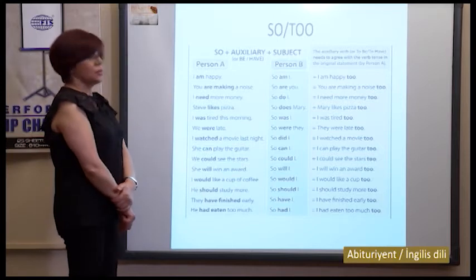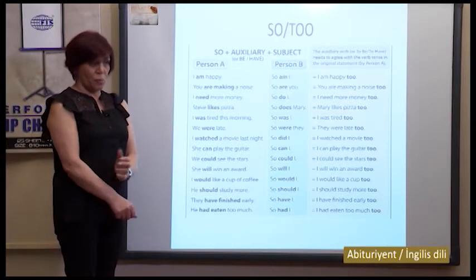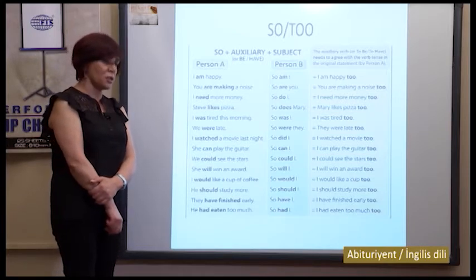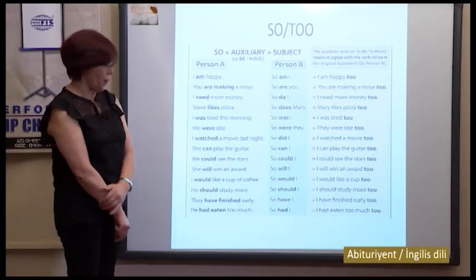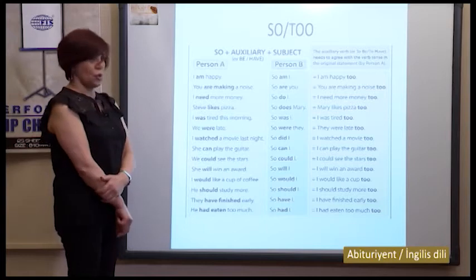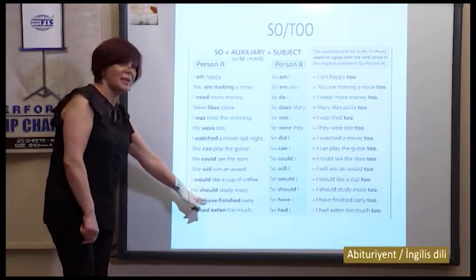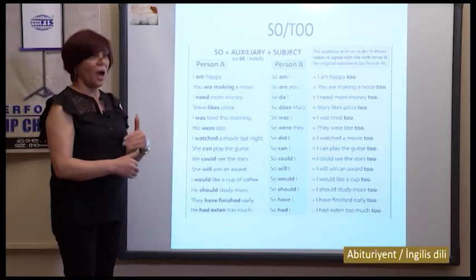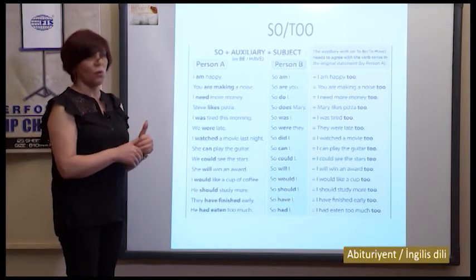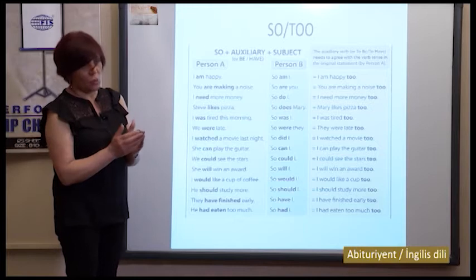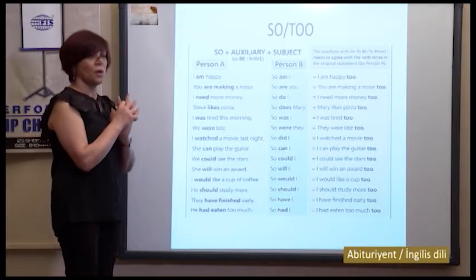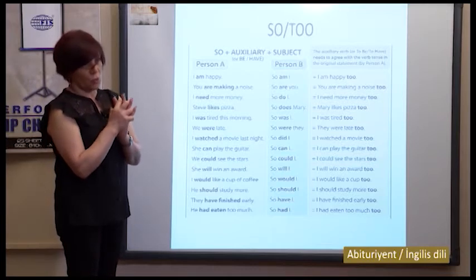Then the last two sentences are perfect tenses. One of them is present perfect, while the next one is in the past perfect. They have finished early, and have here is auxiliary. They have finished. You say, so have I, or I have finished early too, or as well, or me too, or I have also finished early.